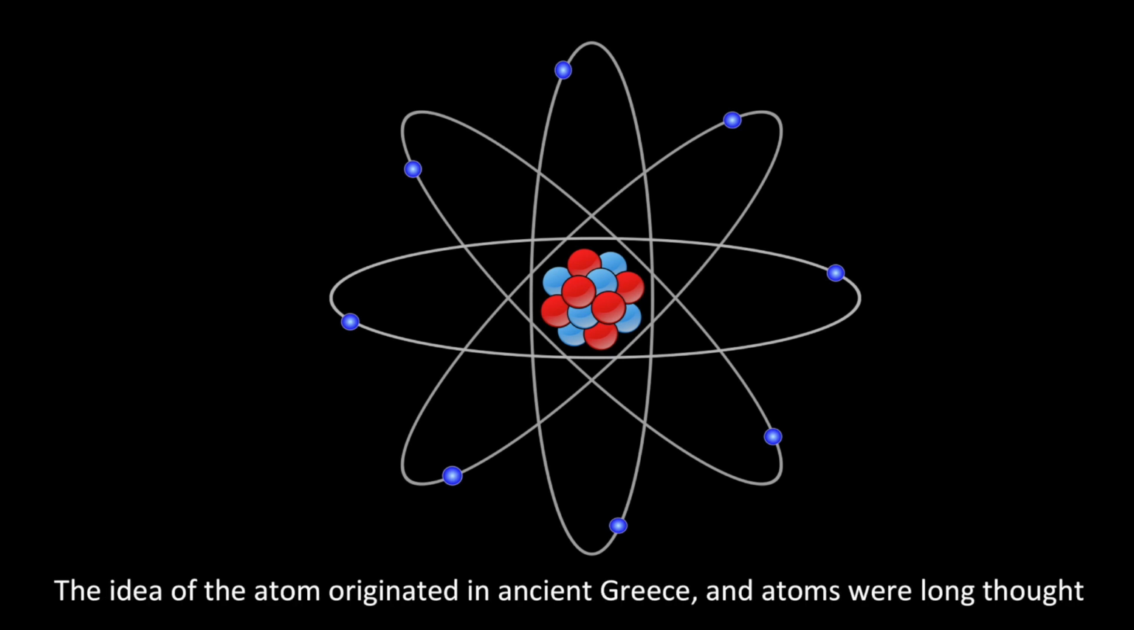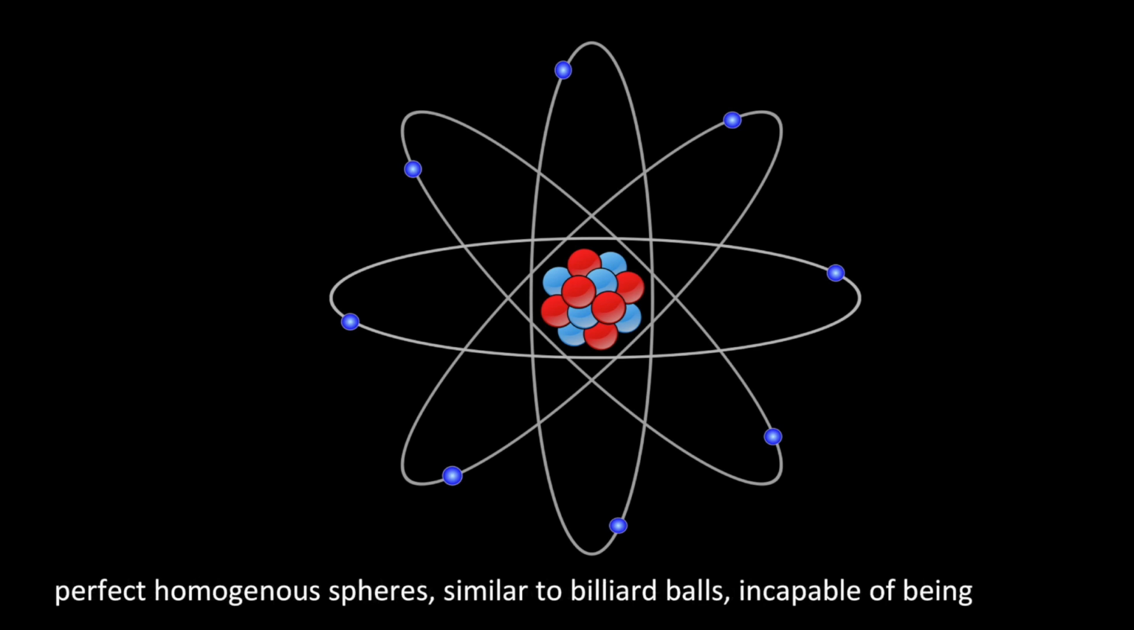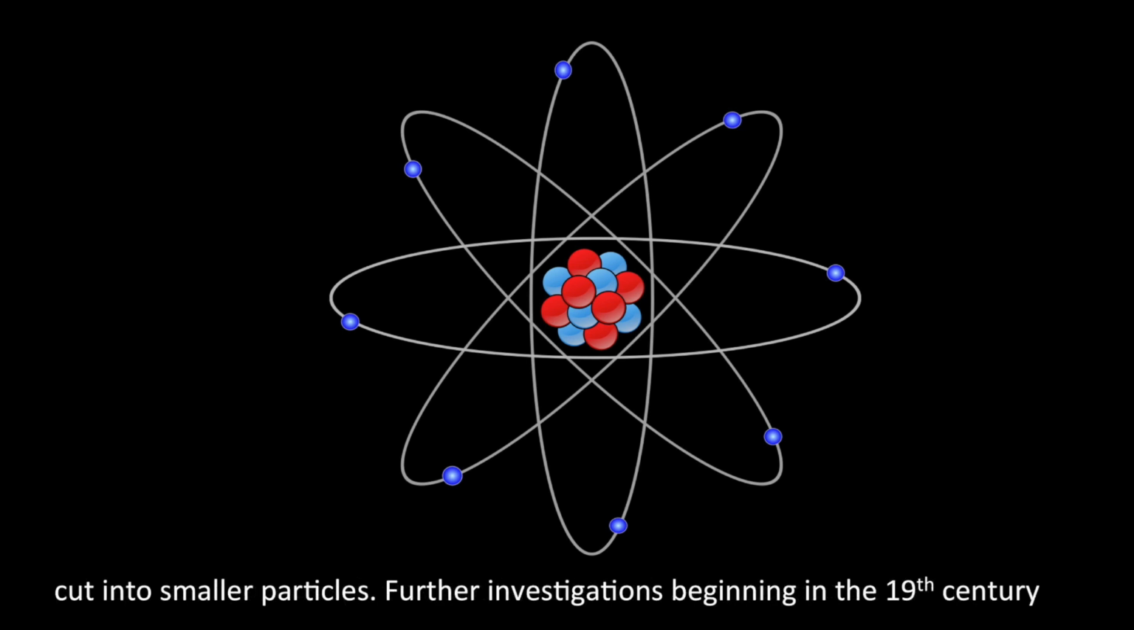The idea of the atom originated in ancient Greece, and atoms were long thought to be perfect, homogeneous spheres, similar to billiard balls, and capable of being cut into smaller particles. Further investigations in the 19th century turned this idea on its head.